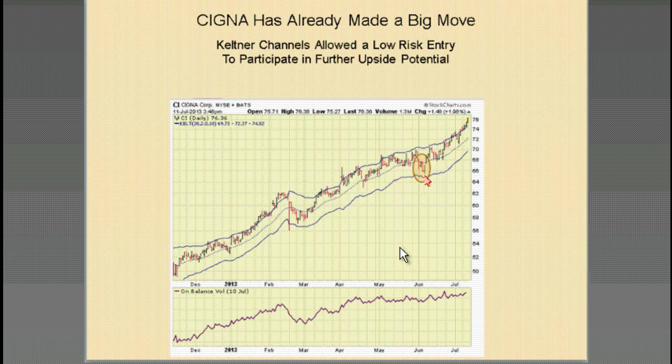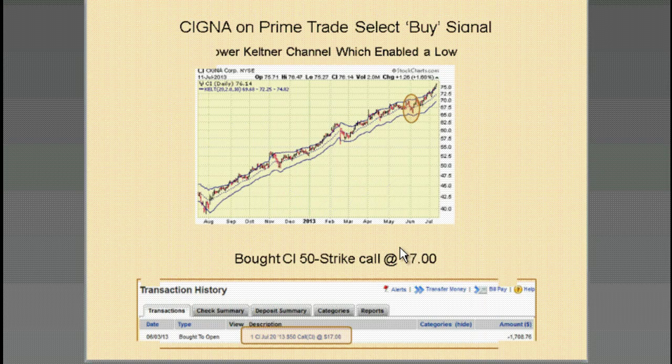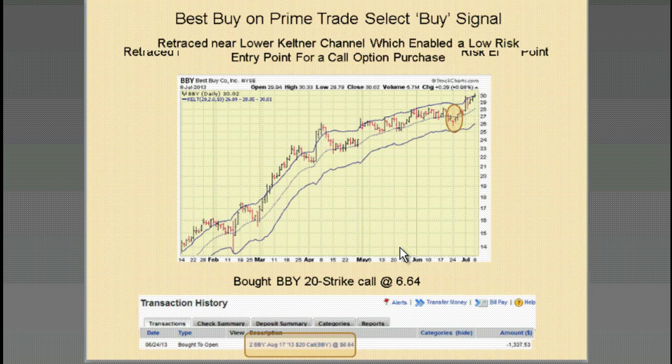By doing this, it put the odds in my favor that I'm going to get a low-risk entry, and I'd rather buy when it's oversold. And, of course, it rallied from this point and is trading up around 80 right now. So using these Keltner channels helped me time my entry. I went ahead and bought on June 3rd the July 50-strike call option for Cigna, and I've been rolling that over the last several months, and I'm still in this trade.